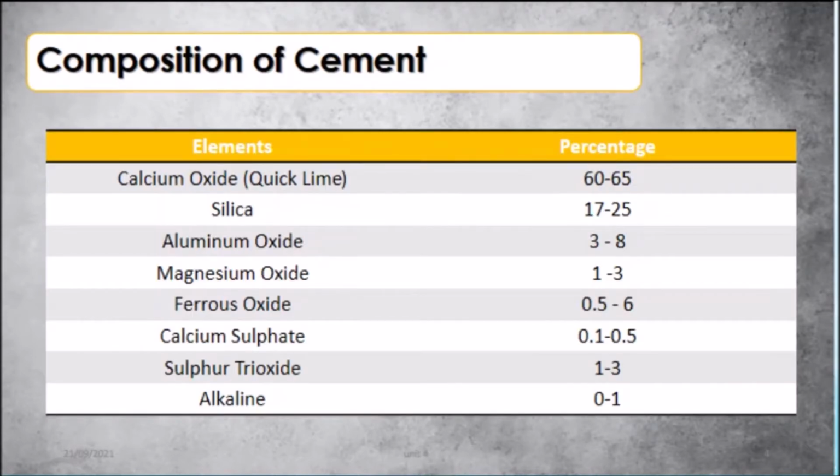Cement has 8 main components. These are the following. First is calcium oxide or quicklime, which has 60 to 65%, silica 17 to 25%, aluminum oxide 3 to 8%, magnesium oxide 1 to 3%, ferrous oxide 0.5 to 6%, calcium sulfate 0.1 to 0.5%, sulfur trioxide 1 to 3%, and alkaline, which is 0 to 1%.